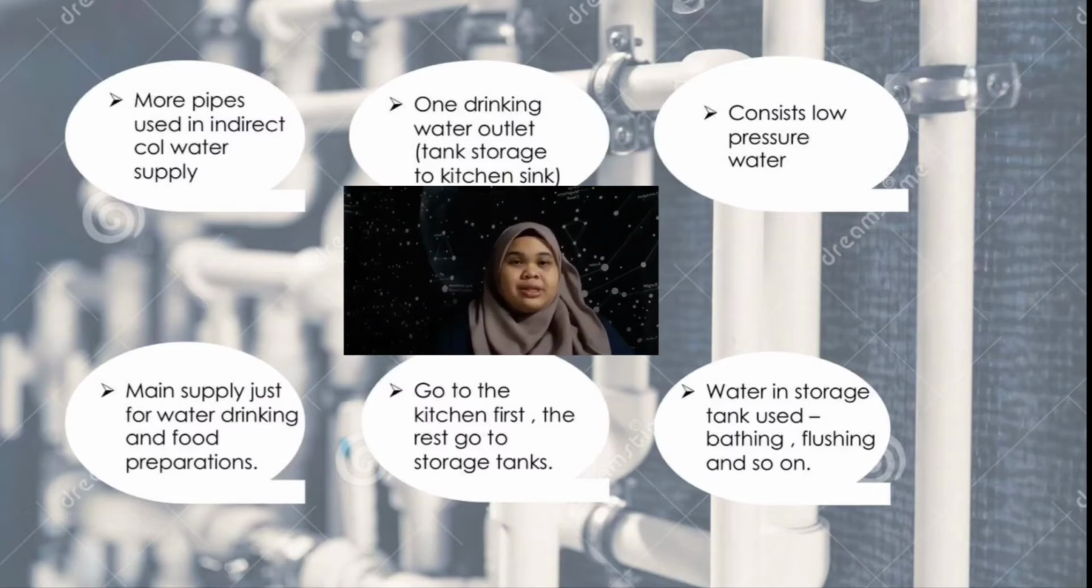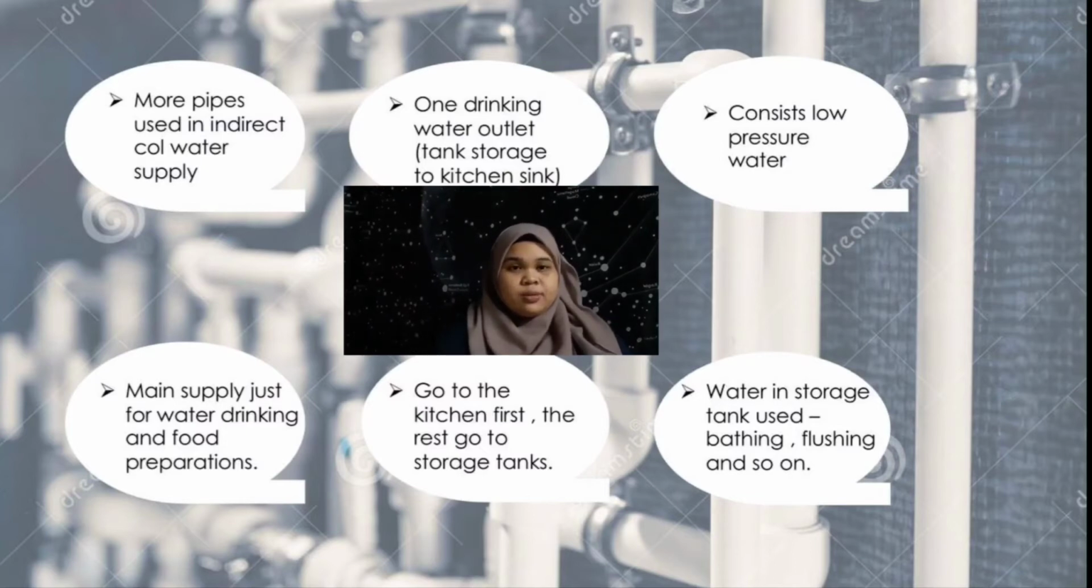So I will continue with the next part, which is the process of the indirect cold water system. As we know, the main supply is used just for drinking water and food preparation. So basically, in indirect water systems, there is only one drinking outlet. So, for the process, first, the main supply is delivered to the kitchen. This is because only the sink in the kitchen gets water directly from the main water supply.